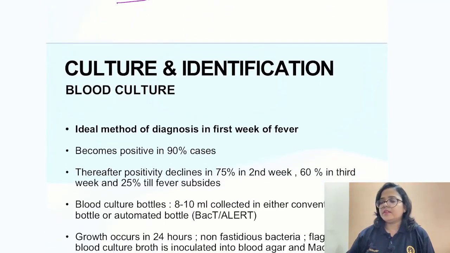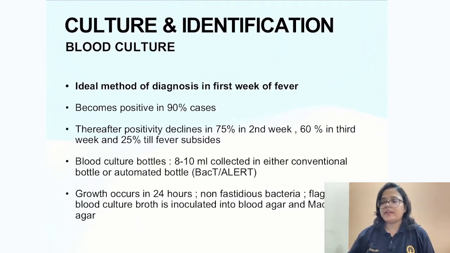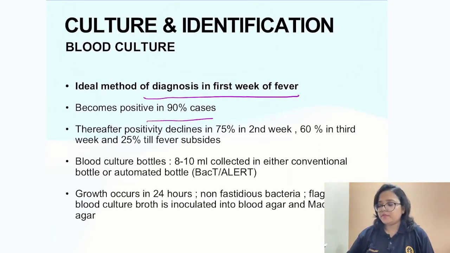So first is blood culture. Like I said, blood culture is the ideal method of diagnosis in the first week of fever. It becomes positive in 90% of cases. Thereafter, the positivity declines to 75% in second week, 60% in third week, and 25% till fever subsides.